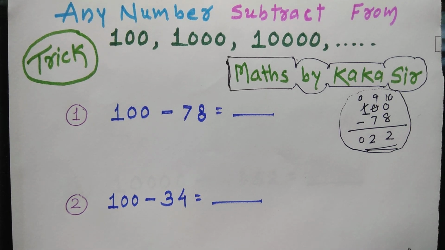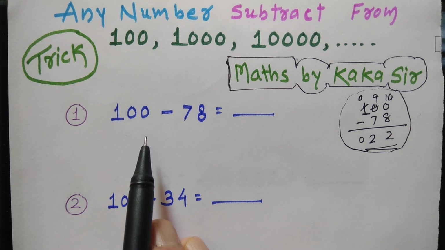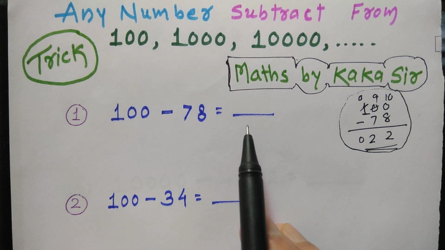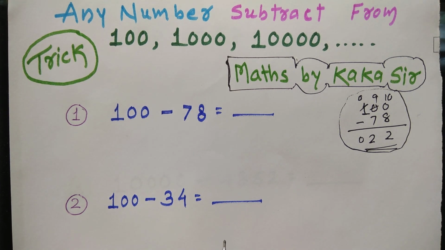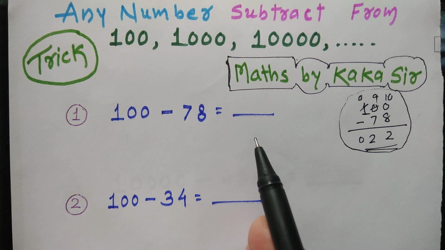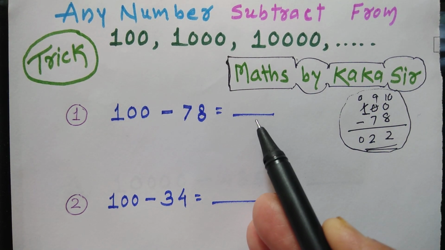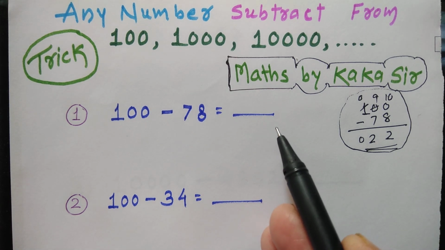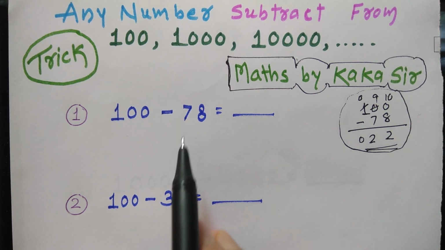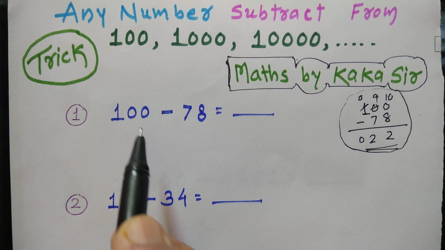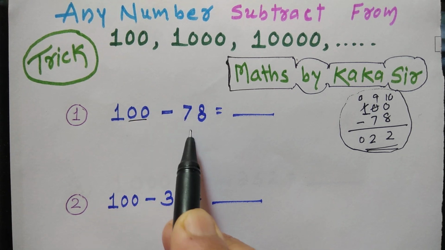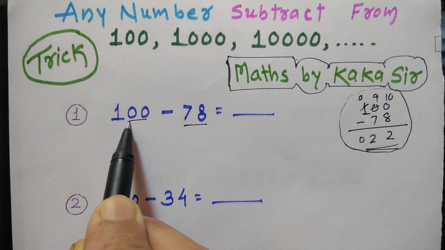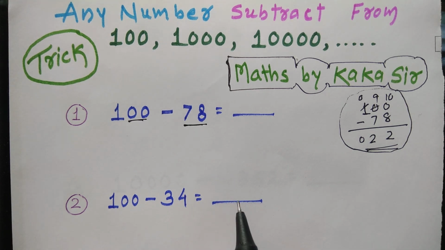But today we will study how we get the answer to 100 minus 78 within a second. In 1 second we can directly write the answer. Let us study the process. First of all, here there are two 0s and here two digits. There should be the same number of digits.